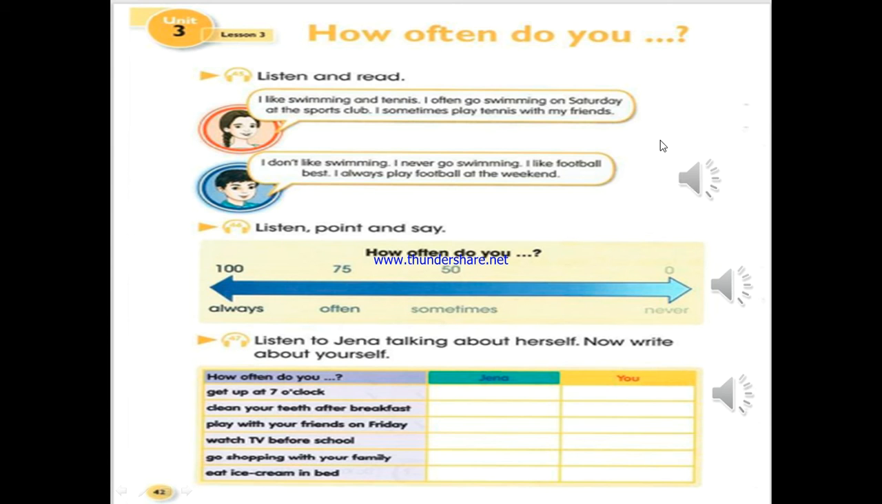Track 45. Unit 3 Lesson 3. Listen and read.